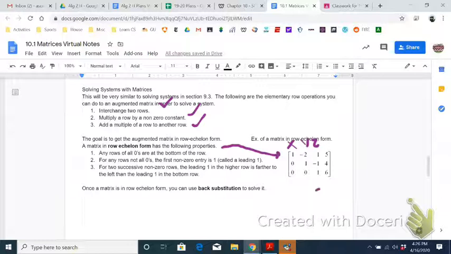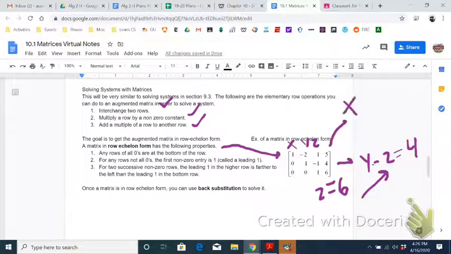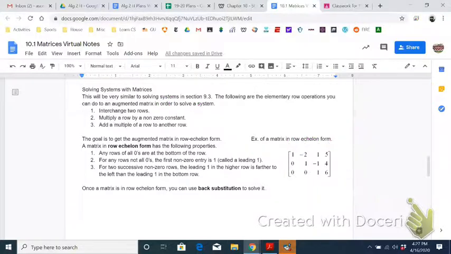this is like having a system in triangular form where you know z is equal to 6 from this bottom row, and then from the second row you see, alright, y minus z is equal to 4, so then you could plug 6 into there to figure out what y is. Then once you know y, you could take this top row, which represents the equation x minus 2y plus z equals 5. Plug z into there, whatever you got for y into there, and then solve for x. So once you have it in row-echelon form, you can use back substitution to solve.